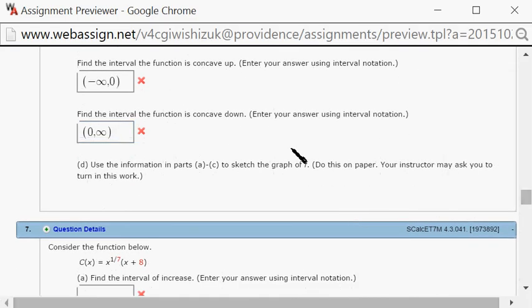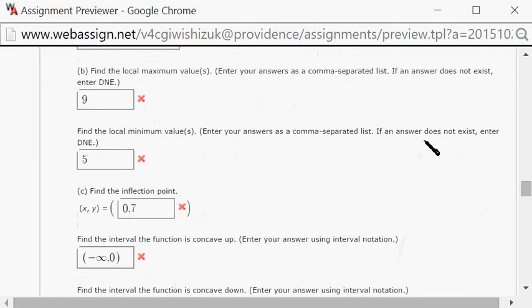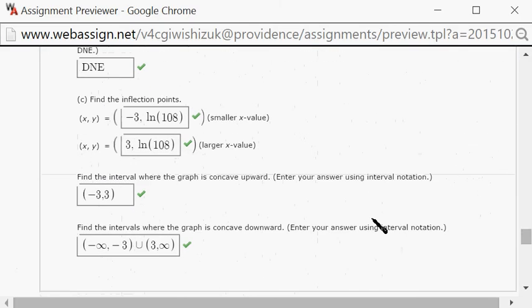And use the information in parts A to C to sketch the graph of f. You don't have to do this part. We'll do it in the sections after this.